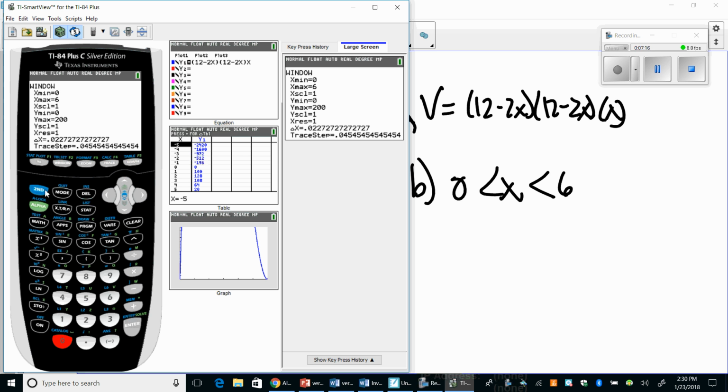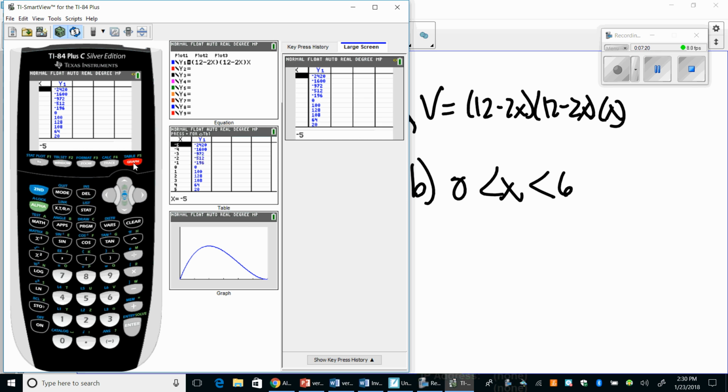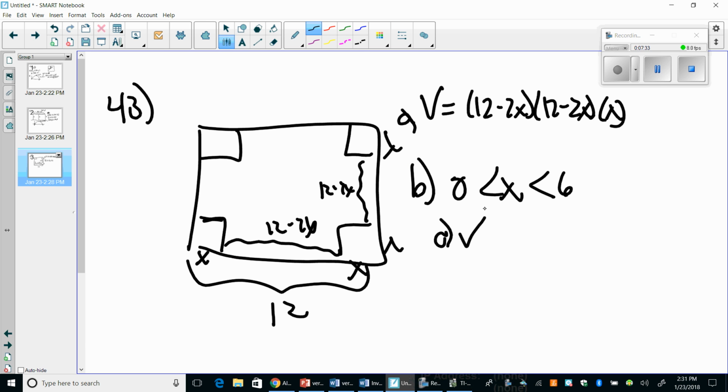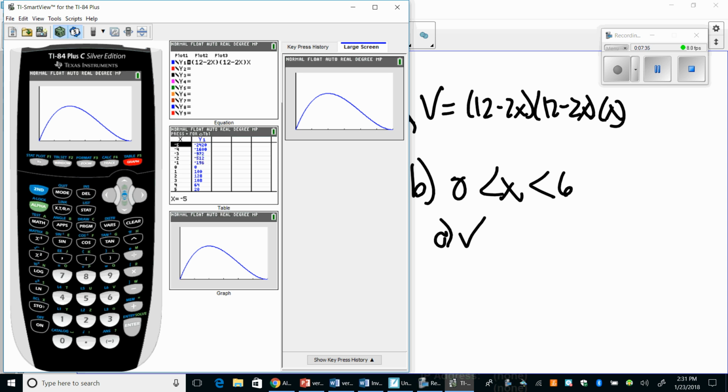It might be too big. All right, whoops, not the table. I'm going to graph it. All right, so there we get a graph, and they want me to graph it with a graphing calculator. So part C I did, and they didn't ask me to do anything but graph it on a calculator. So I did that. And part D says what dimensions yield the maximum volume. So I'm going to find the max.